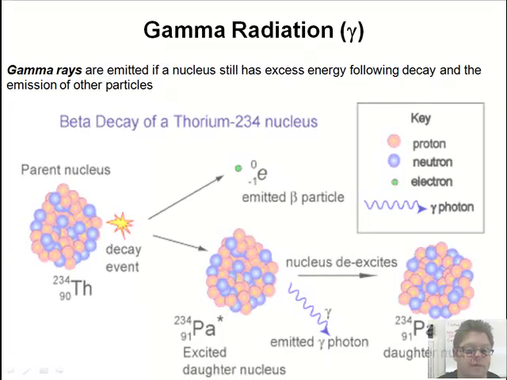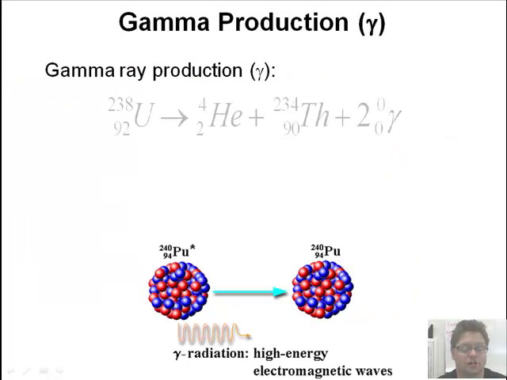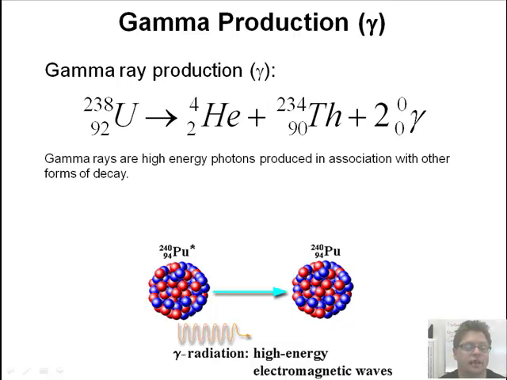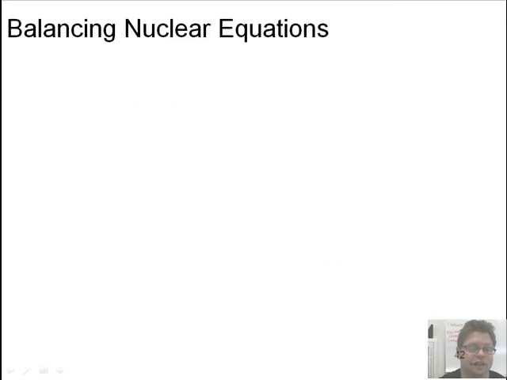Gamma radiation is when energy is emitted if there's excess energy following the decay and emission of other particles. So here you've got the thorium going to Pa, and then the Pa is an excited daughter nucleus that emits that photon, which is a gamma radiation. So the gamma photon is released, and that's energy. Gamma ray production. Gamma radiation is high energy electromagnetic waves. On the equation we drew out, we did not include the gamma rays, but those are also produced in alpha decay. Gamma rays are massless and do not by themselves change the nucleus.